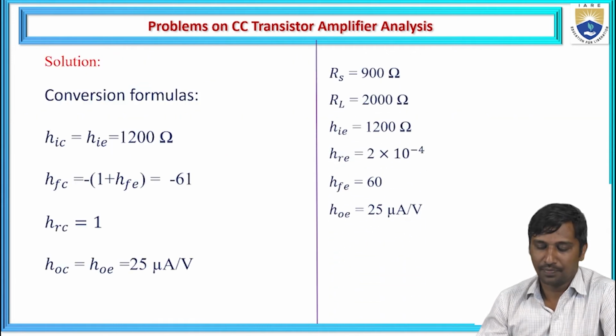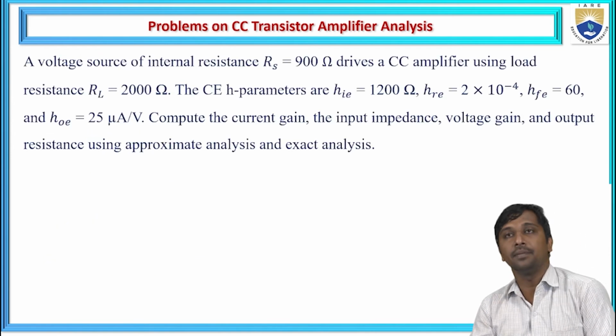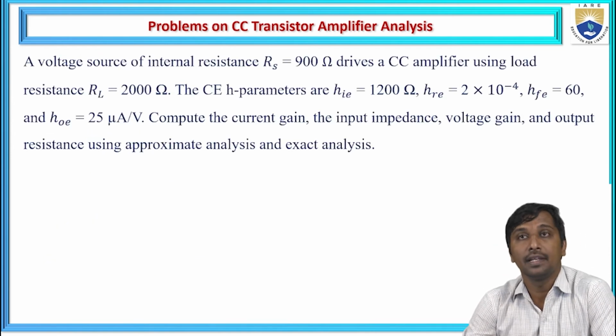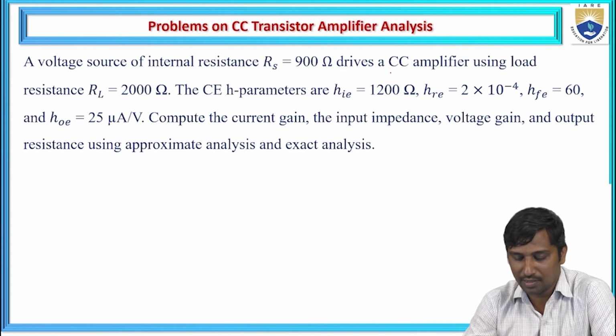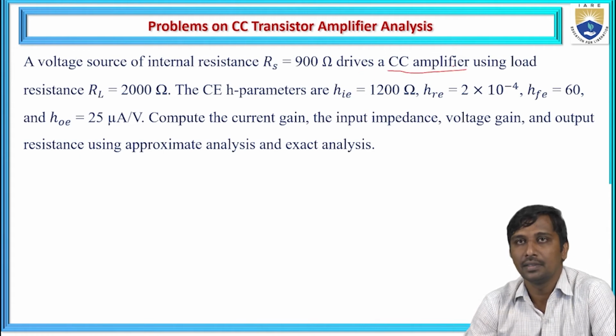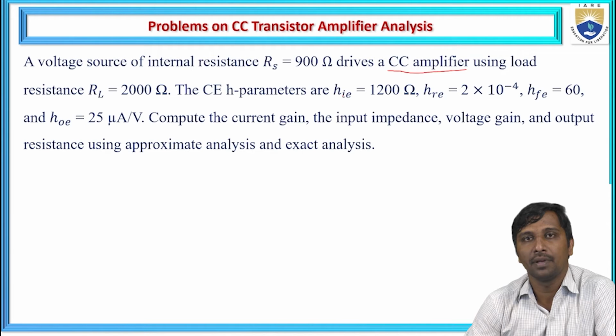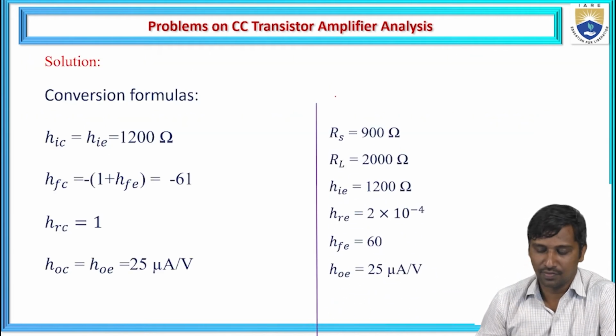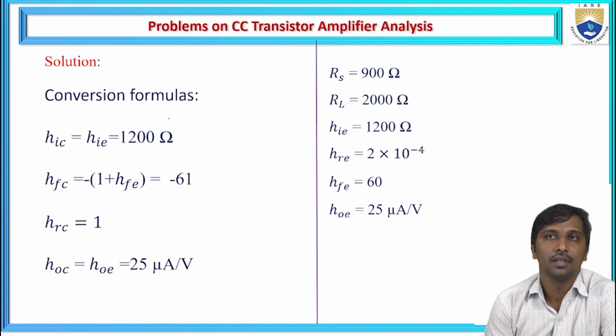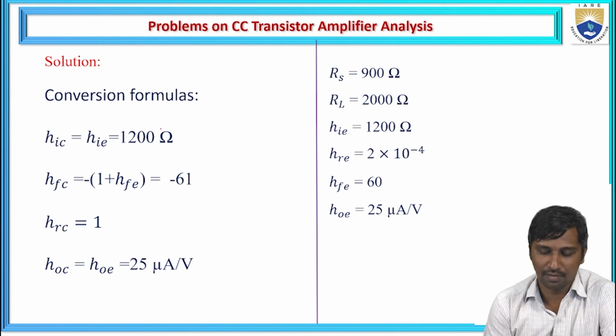If you observe, this problem is related to a common collector amplifier, but the given H parameter models are related to a common emitter amplifier. So first we need to convert the small signal model, or H parameters, of common emitter configuration to common collector configuration. That is the reason I am going to convert the common emitter H parameter values to common collector H parameter values.